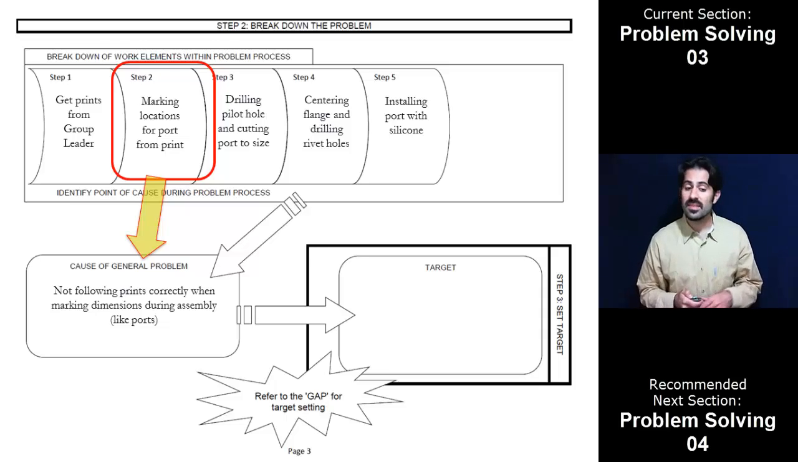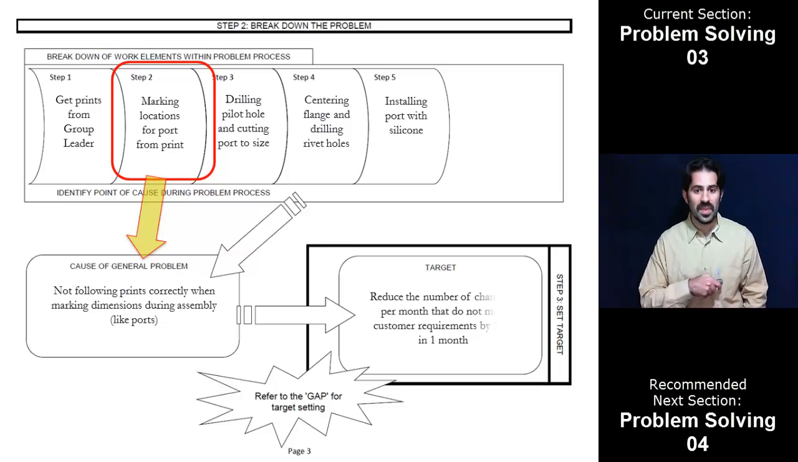Now, it's very important in this step too. When we get to the cause of the general problem, we need to look at that and say, well, if I fix that problem, will it help me close my gap? Because we want to make sure that we didn't get lost in the weeds during this problem breakdown. It happens all the time. So in this case, if we fix this not following the prints, will that help that 5.3 chambers that were wrong going out the door every month? In this case, yes, it does. So we know we're on the right track. We can go forward with setting our target.